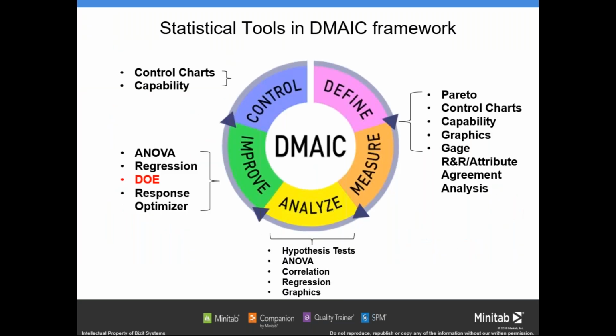Most of you are familiar with this framework. We call it the DMAIC framework. D for define, M for measure, A for analyze, I for improve, and C for control. So we map our tools inside Minitab 19 into this framework. For example, for the define and measure stages, you can use a Pareto chart, control chart, or capability analysis. For analyzing, you can go for ANOVA, correlation, or regression. For improvement, you can go for DOE, design of experiment, and for the control stage, you can go for the control chart and capability.